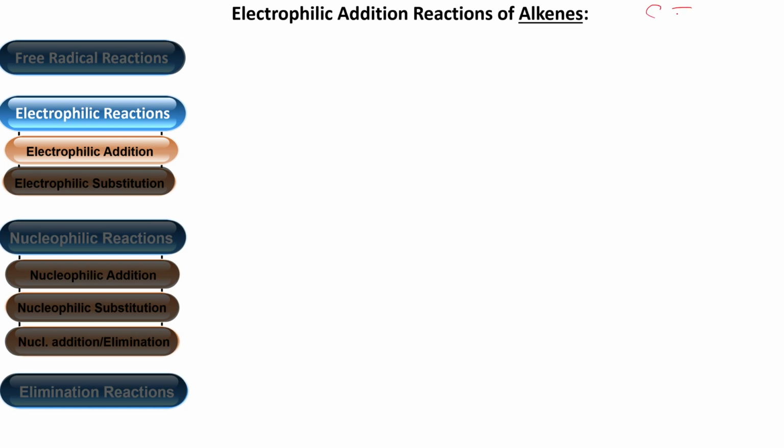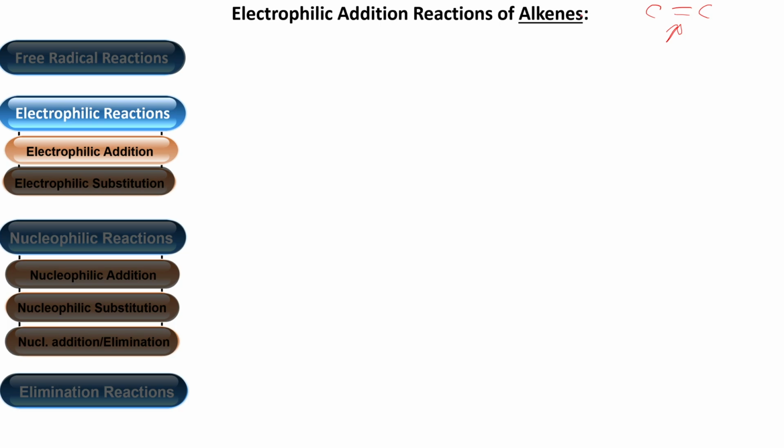Now let's move on to the first type of electrophilic reactions, called electrophilic addition reactions. We'll be talking about electrophilic addition reactions of alkenes. And you must be wondering why alkenes? Because alkenes have a carbon-carbon double bond, and a double bond means more electron density, and that's why they are more at risk of electrophilic attacks.